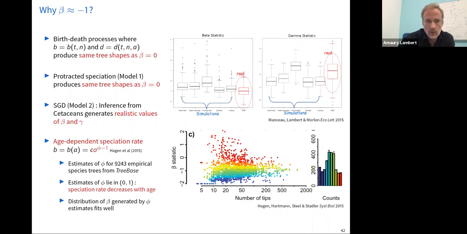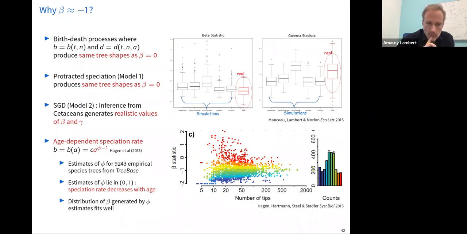So in this whole class of birth-death models, you will never generate reconstructed trees which have the imbalance observed in empirical trees. Now, if you look at the models that are introduced afterwards, model 1, protracted speciation, also produces coalescent point processes, and so they have the same tree shape as beta equals 0 again.